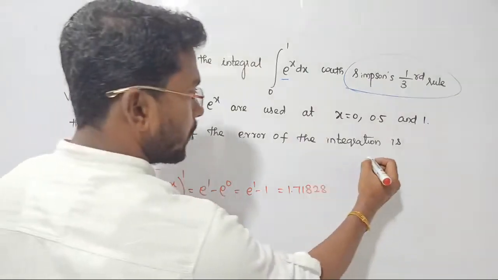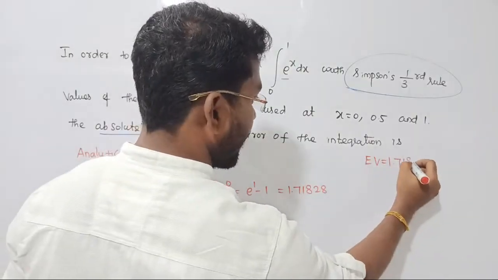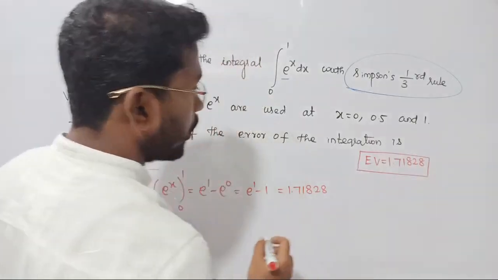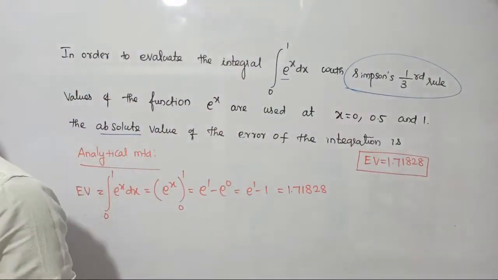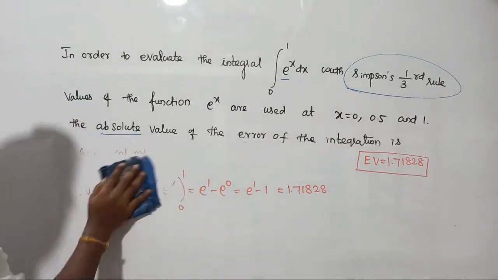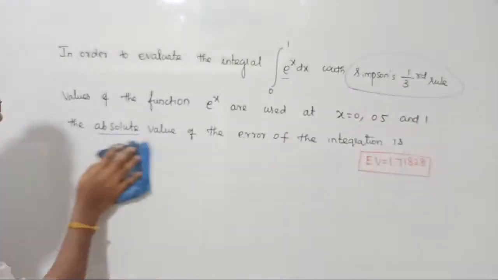Now let me keep it aside. We got the exact value, that is equal to 1.71828. Clear? Yes, that is our exact value. Now let's try and bring the answer with the help of Simpson 1/3 rule, right? So let me rub this one. Let's proceed with the numerical method, right? So this is the solution in the analytical method.